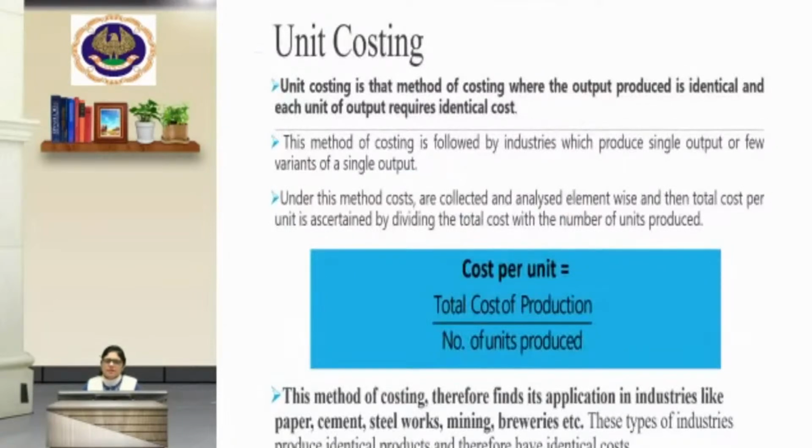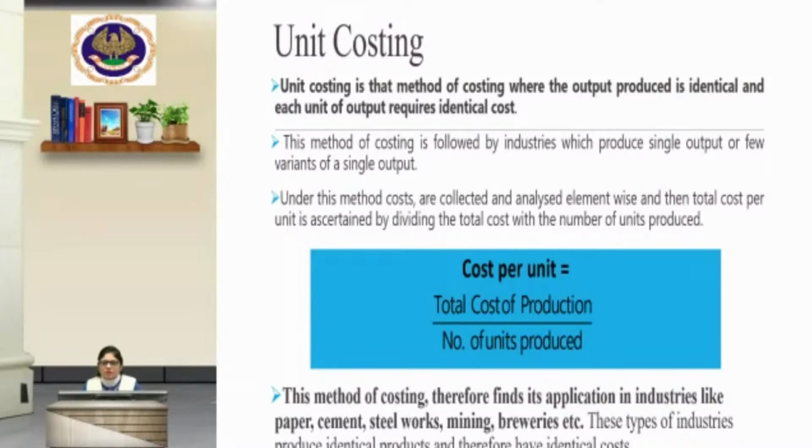Okay, unit costing. What exactly is unit costing? Unit costing is that method of costing where the output produced is identical and each unit of output requires identical cost. So in unit costing, all the products are identical, so that one cost is applicable to all the units of that product which are produced. If 20 units are produced, or if 40 units are produced, only one cost per unit will be applicable for all the products, because all the units of that product are identical. Clear? That is where we can use unit costing.